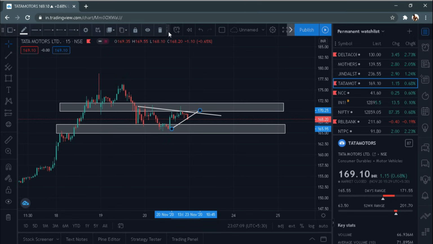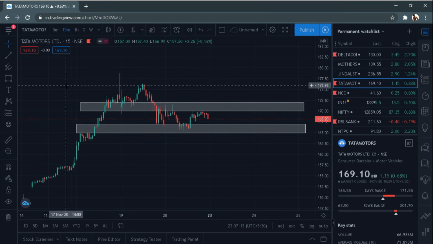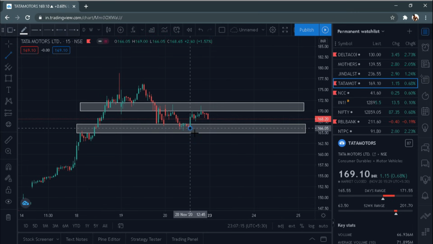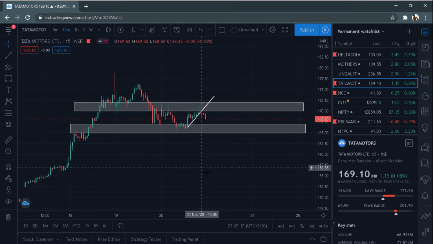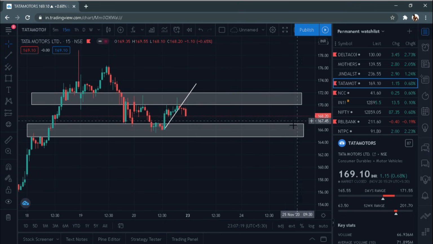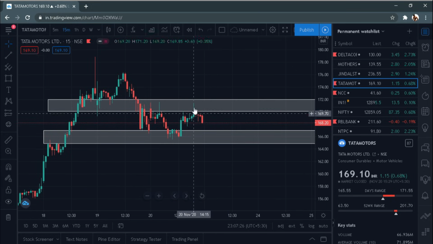Whenever a trend line is broken, it is a very good confirmation that the trend is going in your favor. You can see this trend line was broken, which confirmed that the price is going down. So this is called a breakdown. Whenever a trend line is broken from the upside to the downside, it is called a breakdown. And whenever a trend line is broken from the downside to the upside, it is called a breakout.